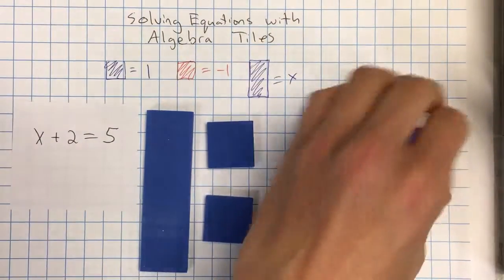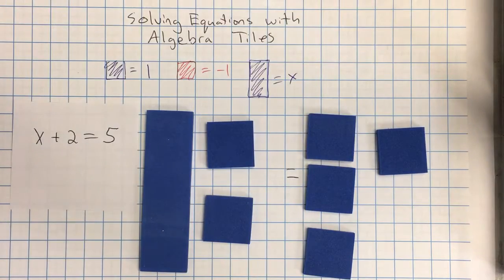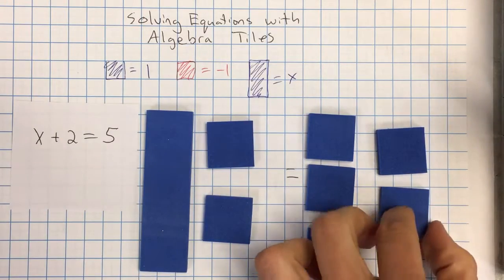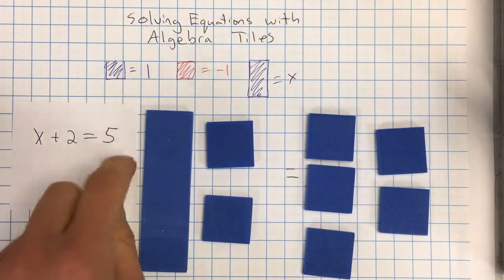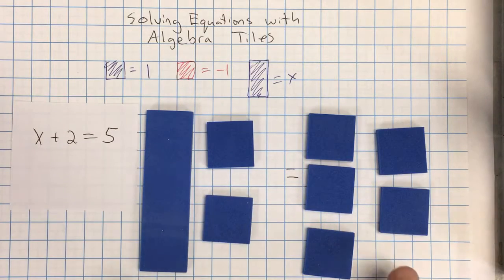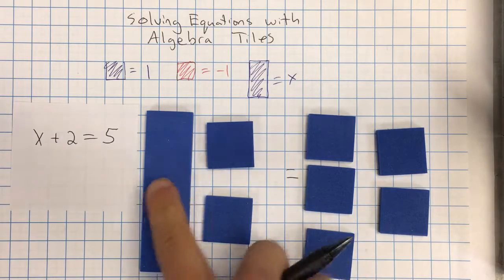Now you can probably look at x plus 2 equals 5 and know with some simple number facts that 3 plus 2 equals 5, so x is going to equal 3. But we're going to show how you can do that with tiles. So I have this equals this.